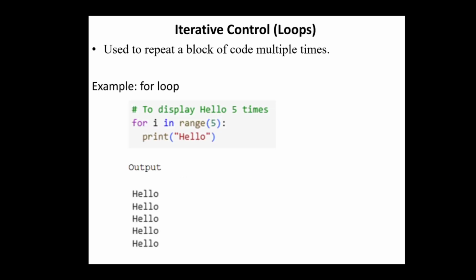Now, iterative control or loops are used to repeat a block of code multiple times. Example, for loop. Here you see the first line is a comment to display hello 5 times. Now, for i in range 5, print hello, and in the output you see hello, hello, hello, hello, hello. It displays 5 times. We'll discuss for and range in later lectures, in detail.